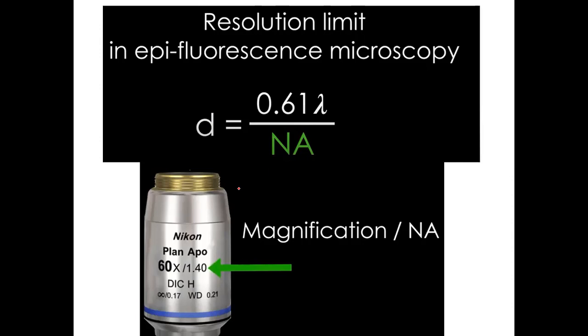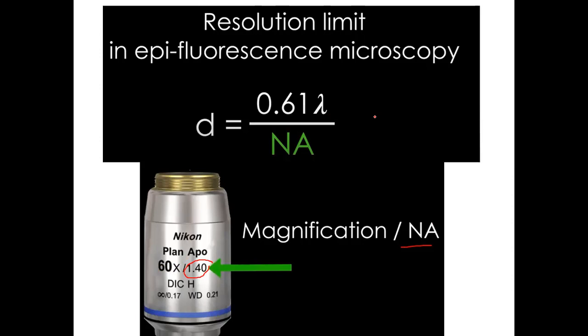So take any objective lens. You can see that there will be something written, for example here it is 60x. 60x is your magnification, that is, how much it can enlarge. And then there is a slash and it is given as 1.40. This 1.40 is your numerical aperture, which is given by the Rayleigh constant.